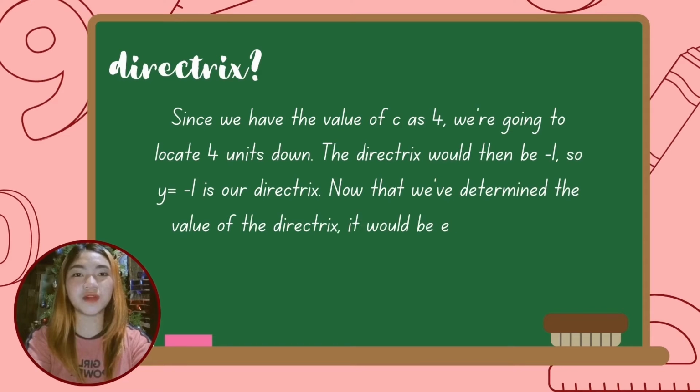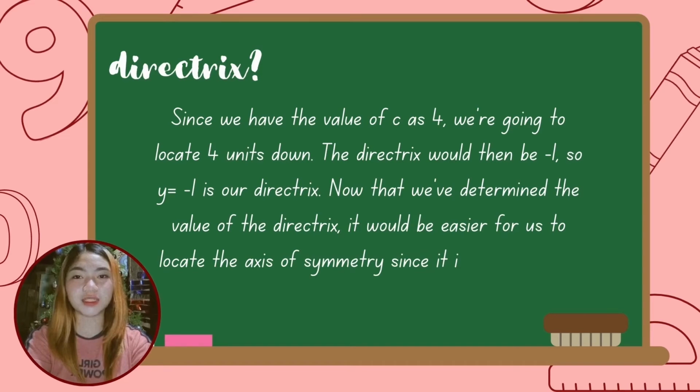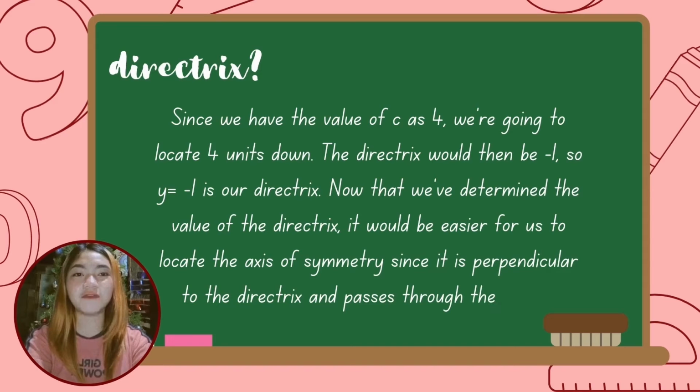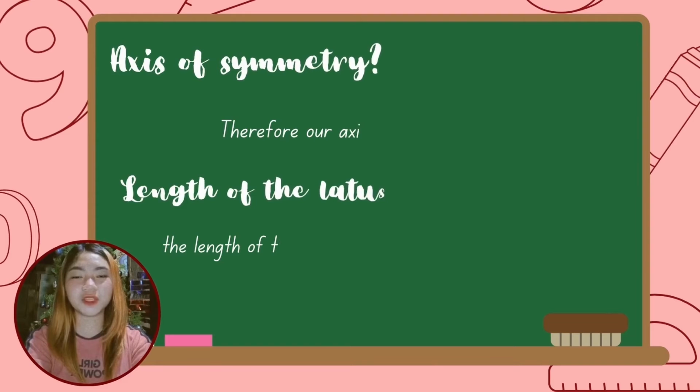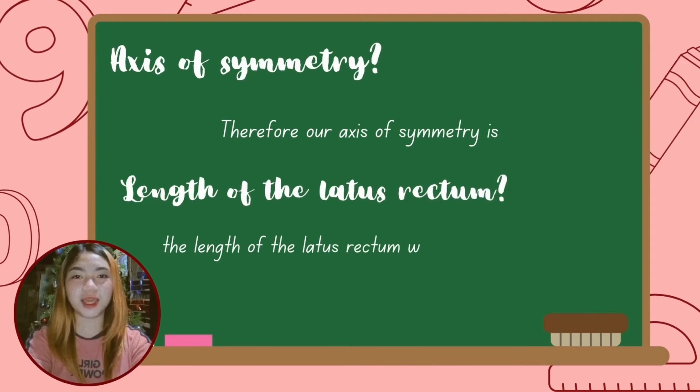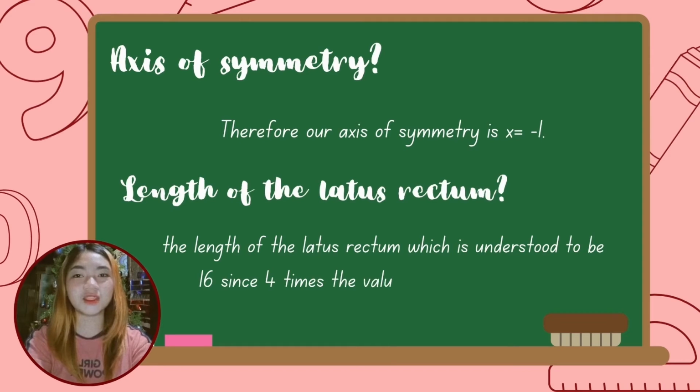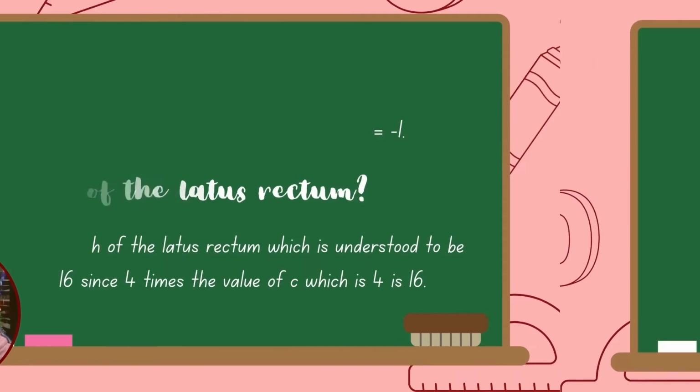Now that we've determined the directrix, it would be easier for us to locate the axis of symmetry, since it is perpendicular to the directrix and passes through the focus. Therefore, our axis of symmetry is x equals negative 1. Lastly, the length of the latus rectum is 4 times the value of c, which is 4 times 4, or 16.